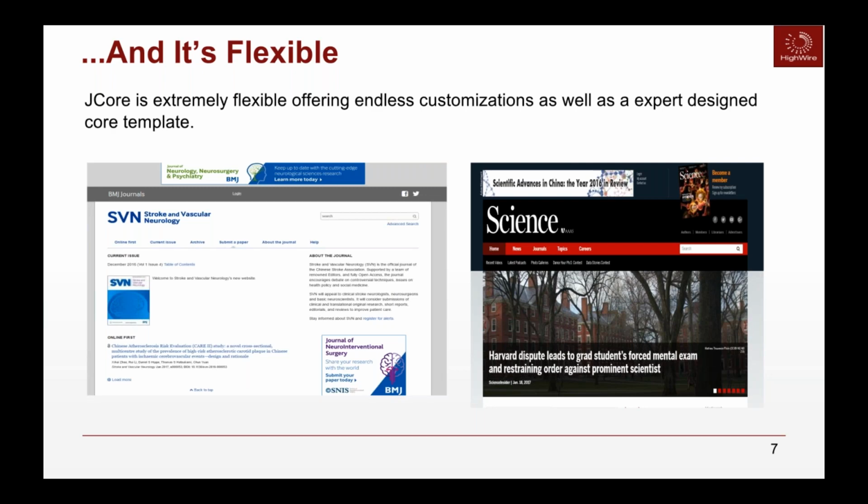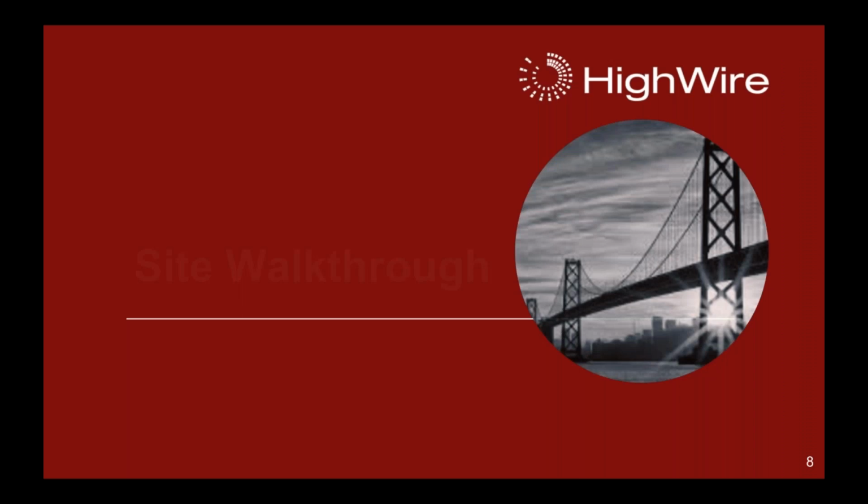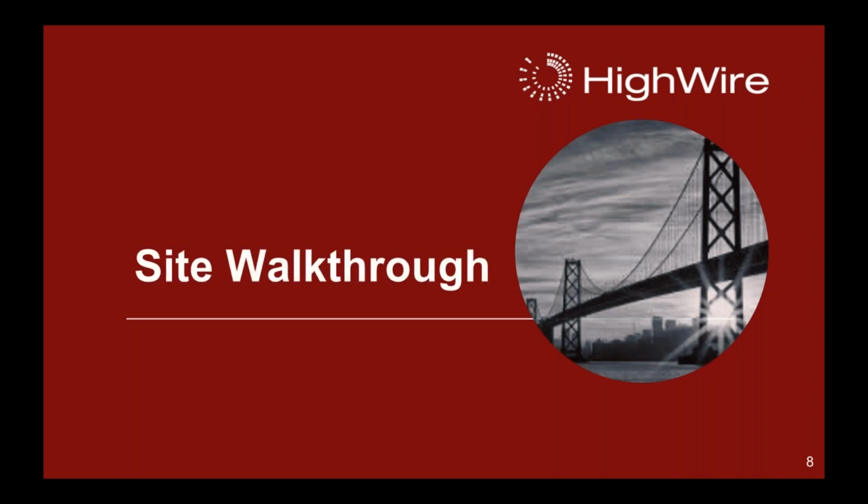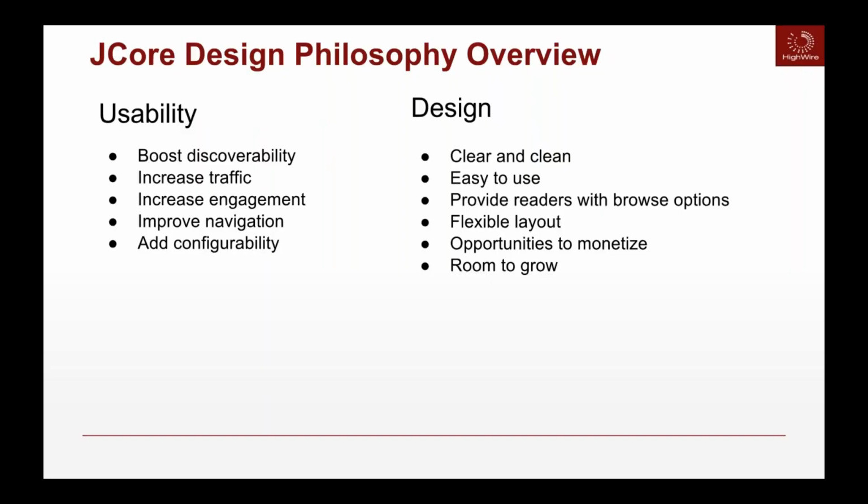We have a basic BMJ journal on the left-hand side, then we have Science on the right. The one on the left is our standard JCore layout, and on the right we have our full-blown customized Science site. All right, so we're going to do a walkthrough so you get an idea of the features that are in JCore. So let's go ahead and start.